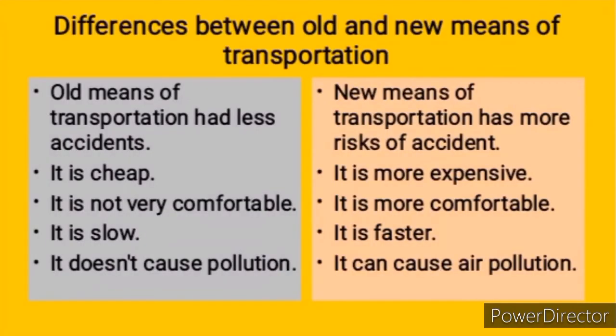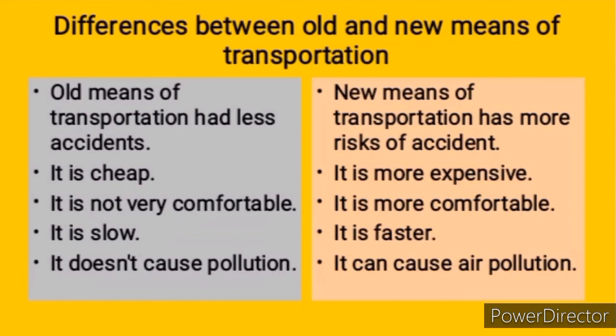Now let's look at the differences between the old and the new means of transportation. The old means of transportation had fewer accidents. When you're walking on the road, you'd hardly have accidents. When everybody was depending on just their feet to take them wherever they wanted to go, there were fewer accidents with trekking and riding on animals. But in the new means of transportation, there is more risk of accidents, as we always hear on the news every day of one accident or the other, maybe on the road, or even a plane crash or a ship capsizing.